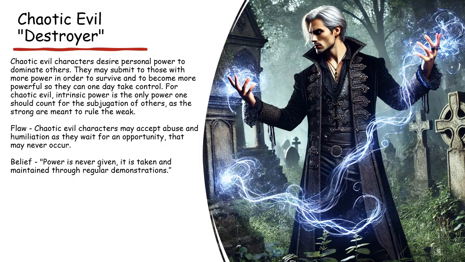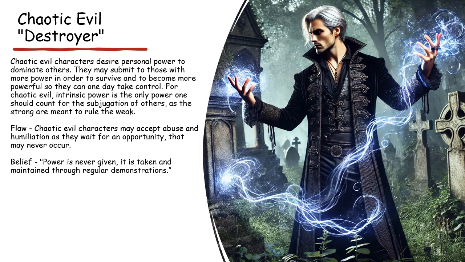Chaotic evil characters desire personal power to dominate others. They may submit to those with more power in order to survive and to become more powerful so they can one day take control. For chaotic evil, intrinsic power is the only power one should count for the subjugation of others, as the strong are meant to rule the weak.